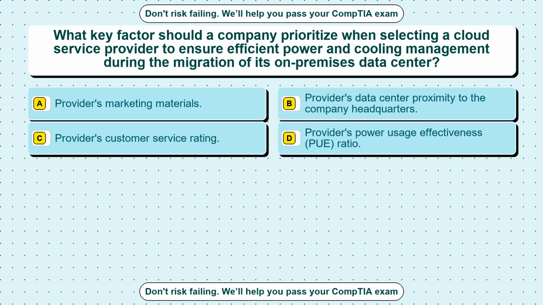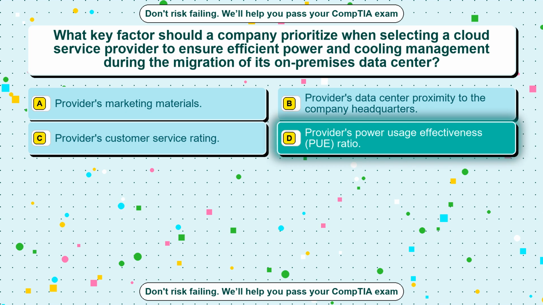Question 14. What key factor should a company prioritize when selecting a cloud service provider to ensure efficient power and cooling management during the migration of its on-premises data center? Option A. Provider's marketing materials. Option B. Provider's data center proximity to the company headquarters. Option C. Provider's customer service rating. Option D. Provider's power usage effectiveness, PUE, ratio.